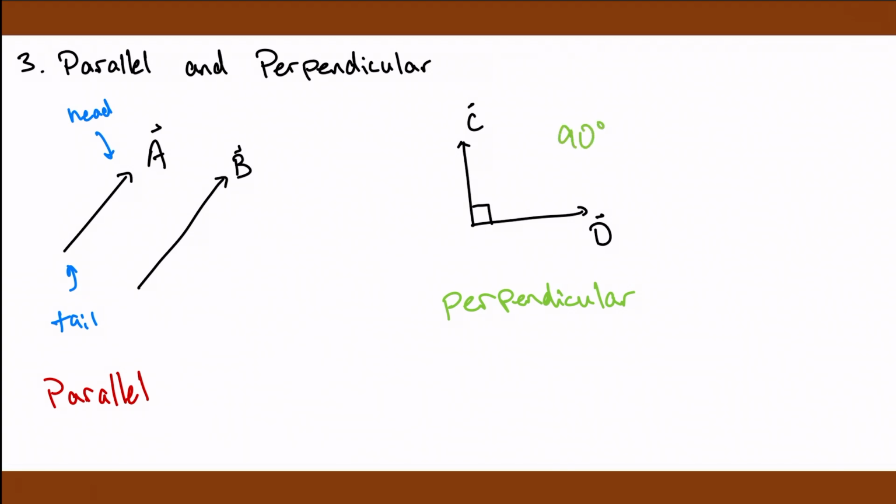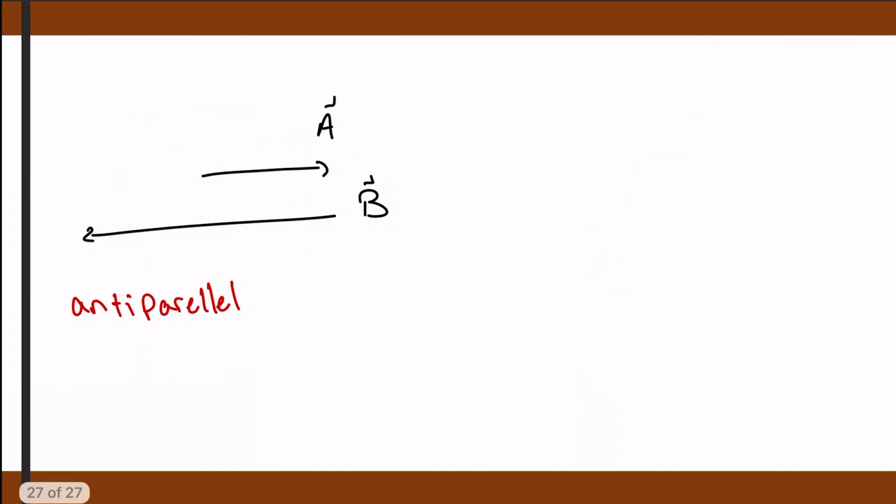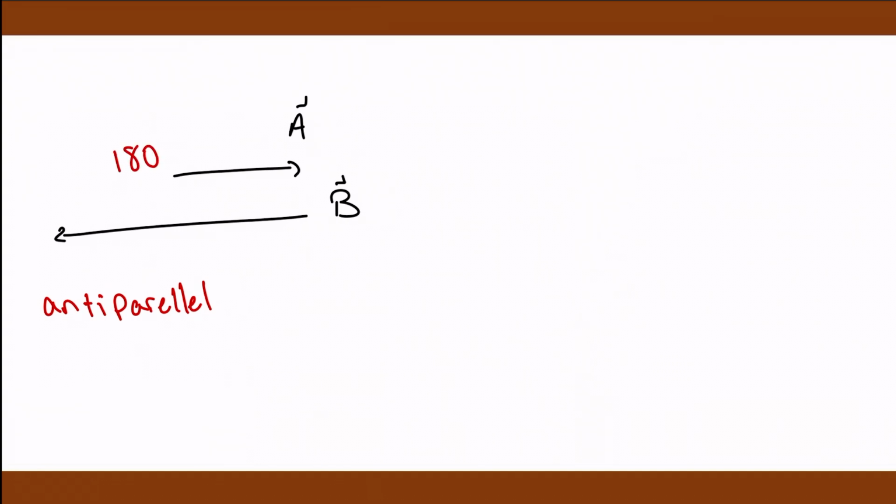We kind of already said that. This angle is 0 degrees. But then this angle would be 180 degrees. Okay? Or in radians, this would be pi radians. Make sure you understand all that. Those are the special cases.